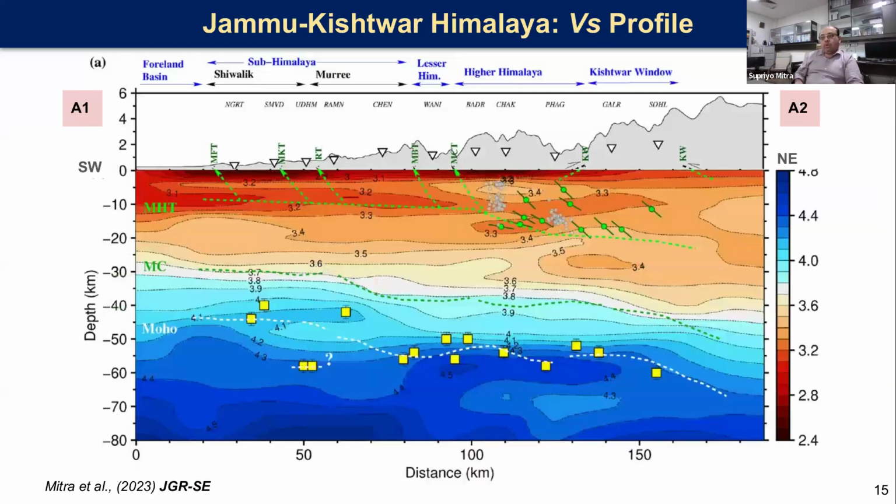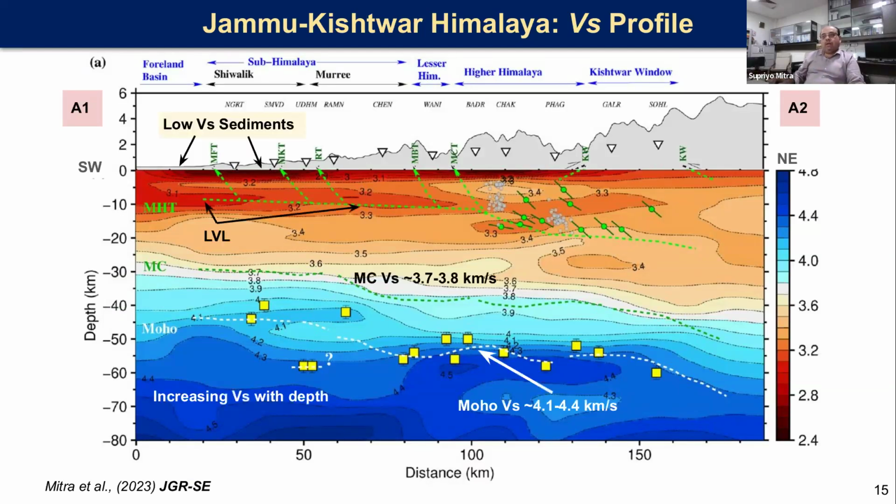Now, if I move forward and show you the 2D velocity structure, here you have the scale on the right. So red is slow, blue is fast. I have overlay plotted in green the MHT and the other splay faults which come out of it, which I have taken from the CCP, and also the MOHO and the mid crust.